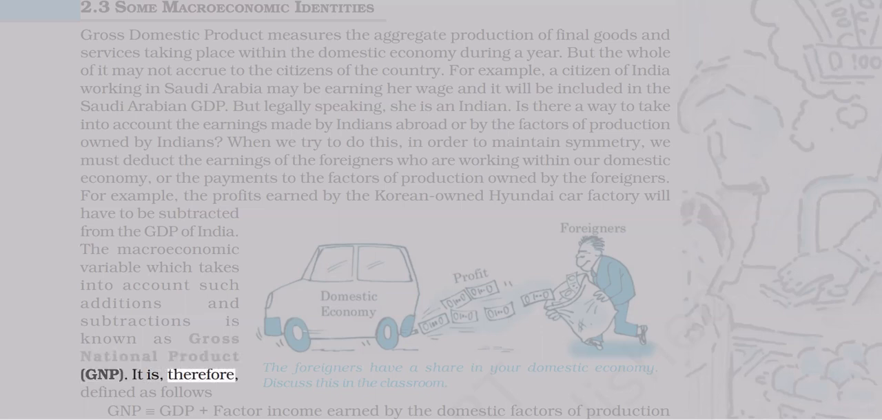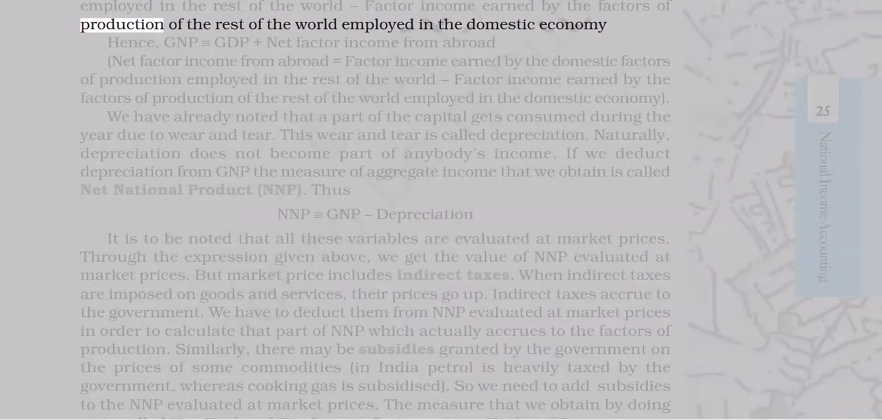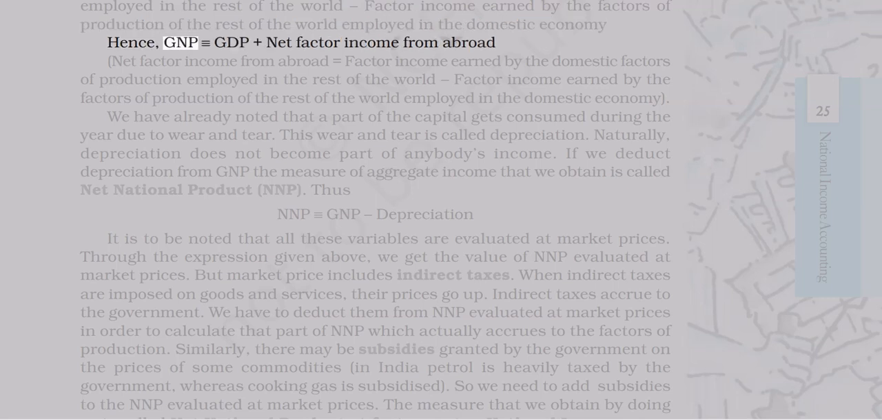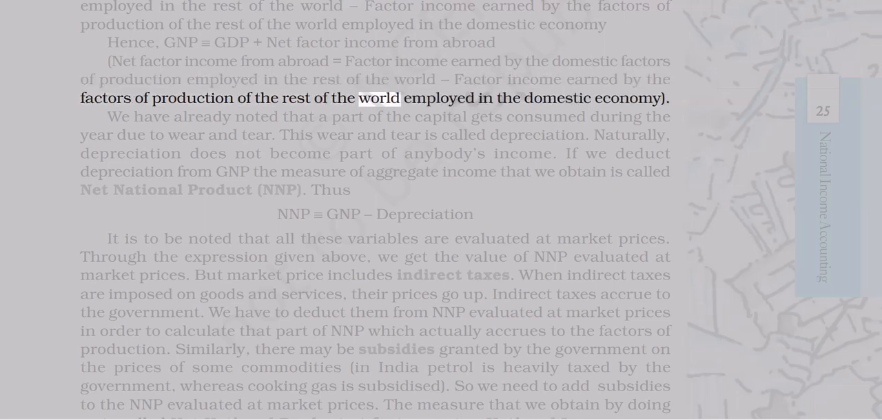It is, therefore, defined as follows: GNP equals GDP plus factor income earned by the domestic factors of production employed in the rest of the world minus factor income earned by the factors of production of the rest of the world employed in the domestic economy. Hence, GNP equals GDP plus net factor income from abroad. Net factor income from abroad equals factor income earned by the domestic factors of production employed in the rest of the world minus factor income earned by the factors of production of the rest of the world employed in the domestic economy.